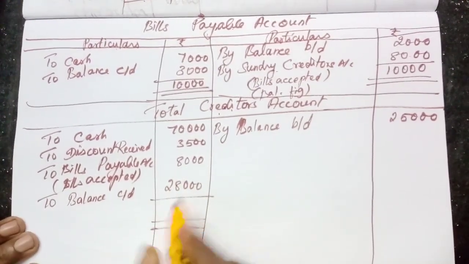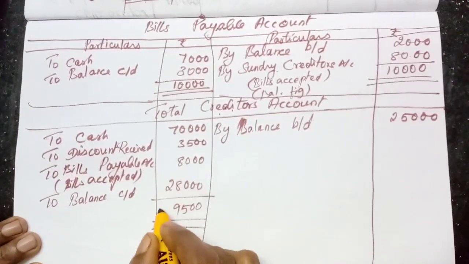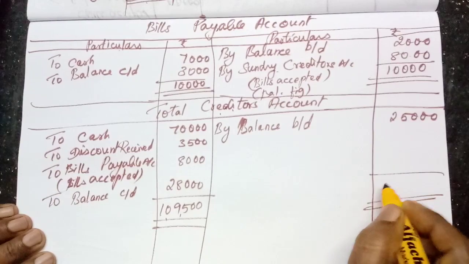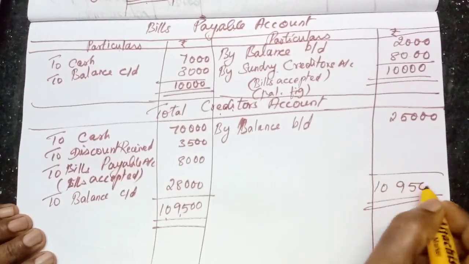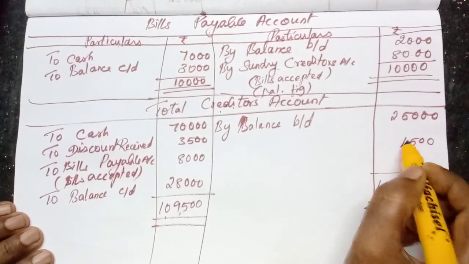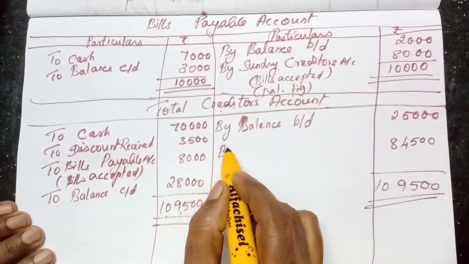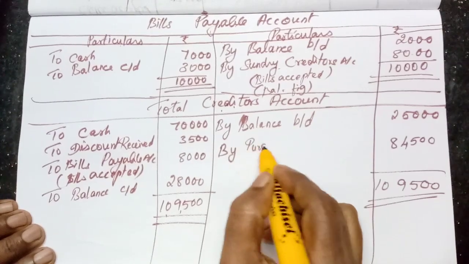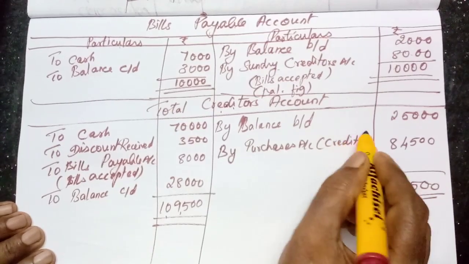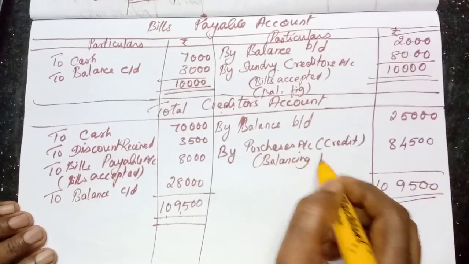Now we need to balance the account. 0, 0, 5, 16, 19, balance 1, 8, 2, 10. 1,09,500. Write the same amount on the credit side also, 1,09,500. Now write the balance. 5 plus 4, 9. 2 plus 8, 10. So 84,500. Here how will we write? By purchases account, credit purchases. So you have to write credit, then the balancing figure.